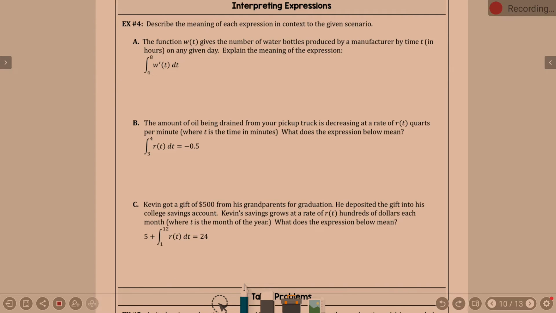The function W of T gives the number of water bottles produced by a manufacturer by time T in hours on any given day. Explain the meaning of the expression. So we have the integral from 4 to 8, W prime T dt. Keep in mind, we've been talking, if you want to get an amount, you integrate a rate. What is W prime of T? It's a derivative, which means it is a rate, yes? We're integrating a rate. Guesses on what this is going to be?